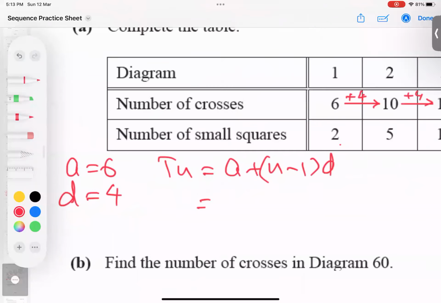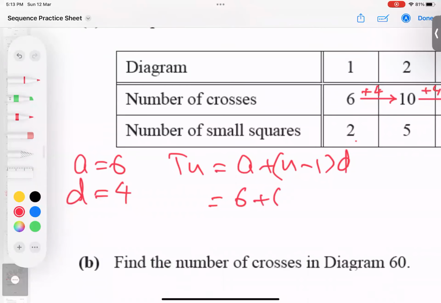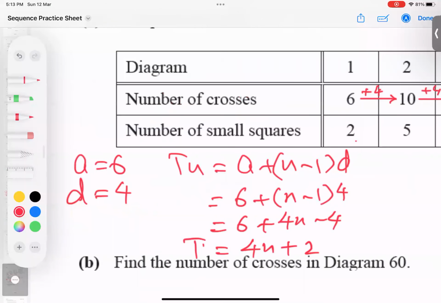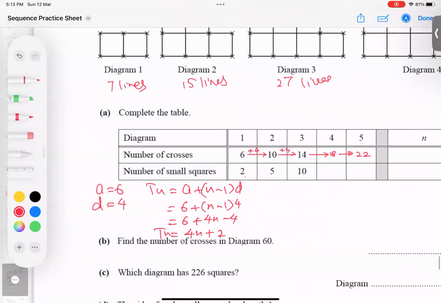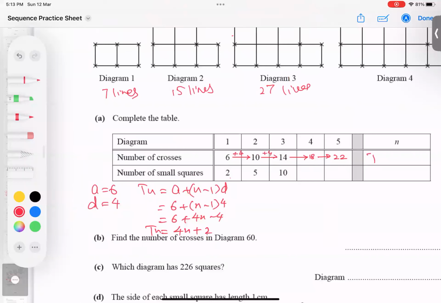So 6 plus n minus 1 into d. 6 plus 4 multiplied with n and 4 multiplied with minus 1. I get 6 plus 4n minus 4, and I solve it: 6 minus 4 gives you 2. So Alhamdulillah Rabbil Alameen, this nth term is simple. I got 4n, I'm writing here Tn equals 4n plus 2.